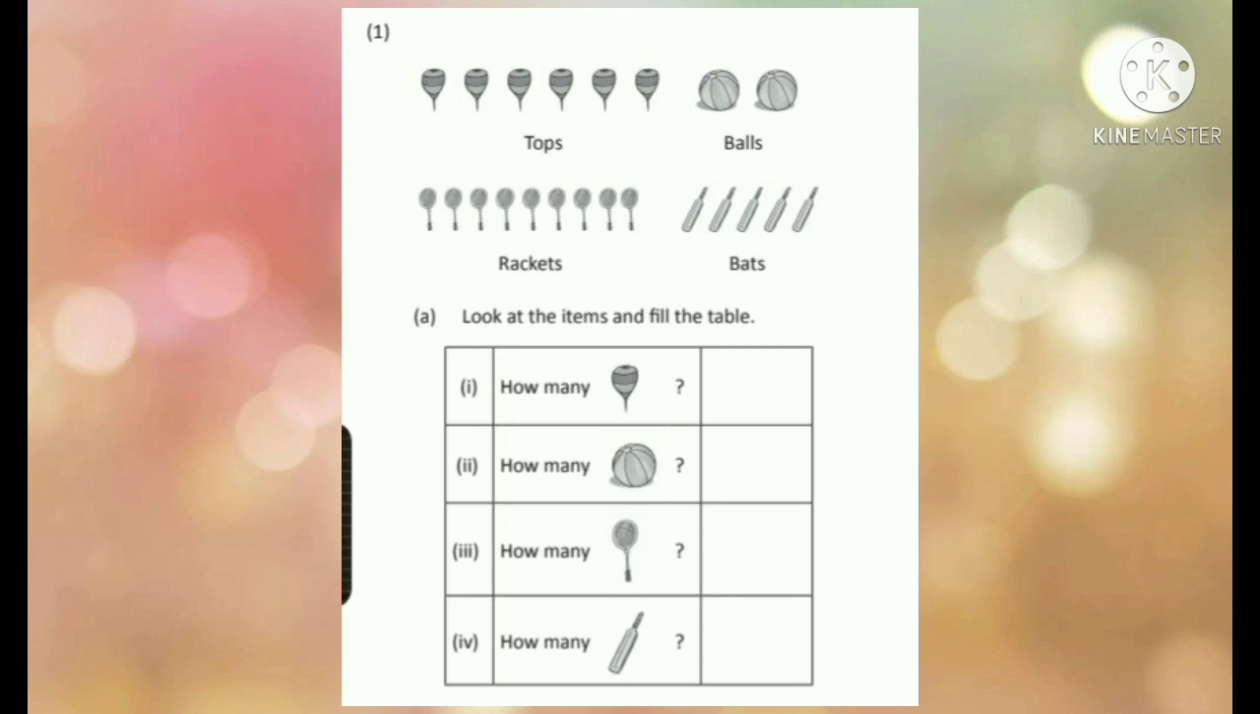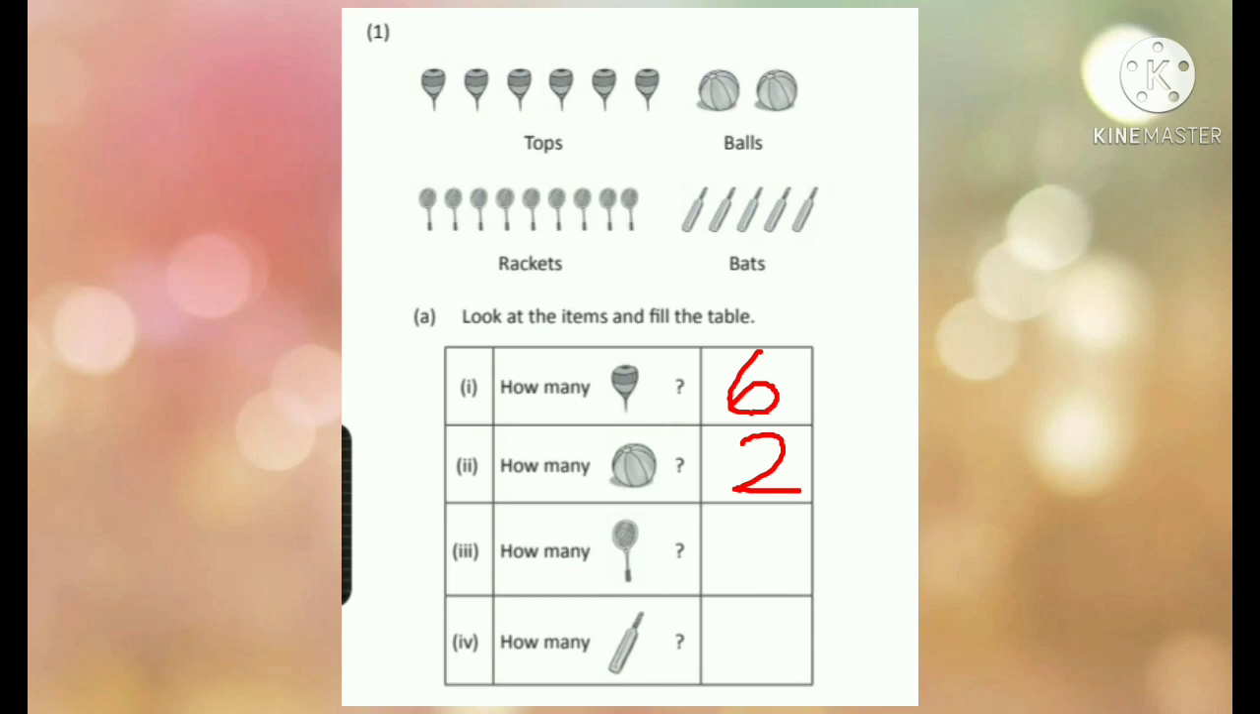Here you can see some tops, balls, rackets and bats. Look at the items and fill the table. So let us fill this table. Okay. So how many tops are there? Yes. 1, 2, 3, 4, 5, 6. There are 6 tops. So let us write here 6. The second one, how many balls? Yes, here we can see 2 balls. So let us write here 2.